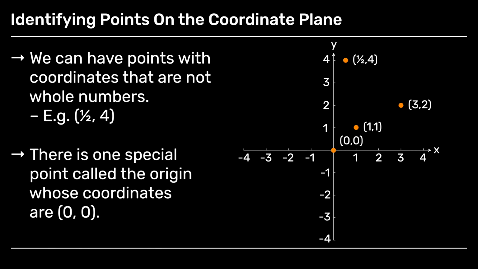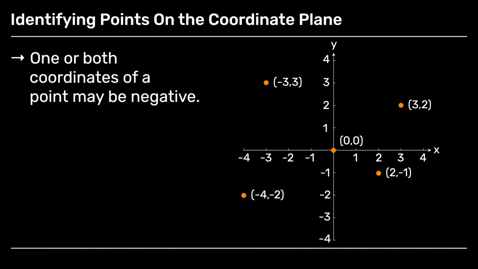There's a special point in the plane called the origin, and that's the point whose coordinates are 0, 0. So this is the point where the axes meet. It lies on both the axes, and we think of it as kind of the center of the plane from which we sort of measure positive distances and negative distances. And then also, as I said, any number can be used, and that of course includes negative numbers as well. So either or both of the coordinates could be negative.